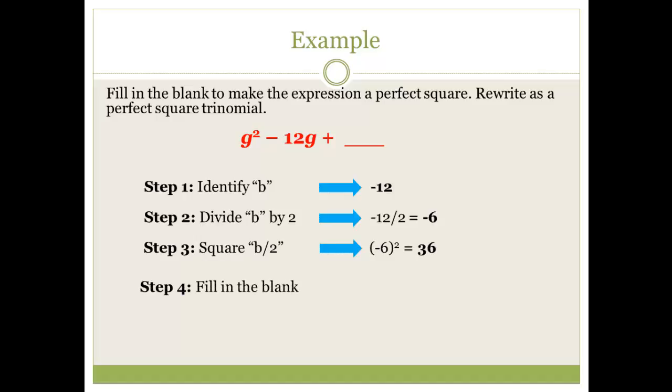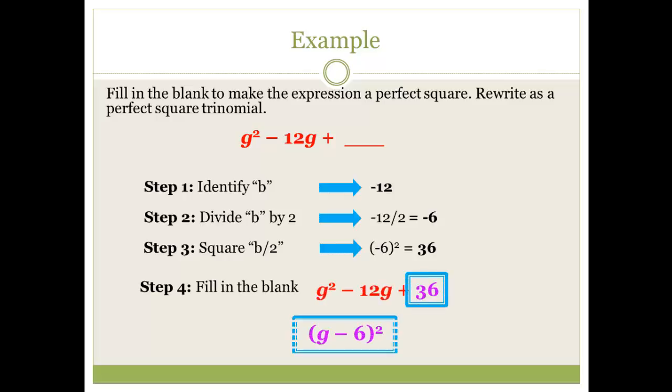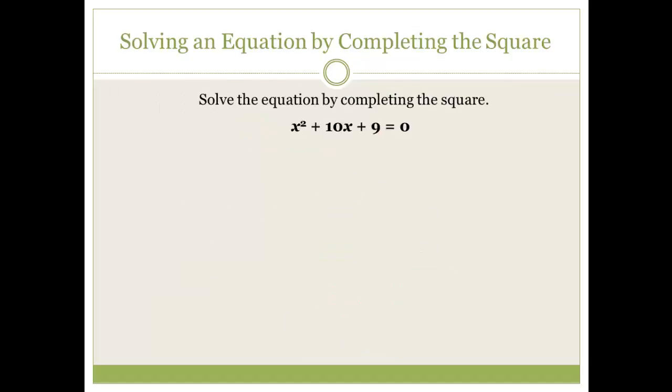Step 4 is to fill in the blank: g squared minus 12g plus 36. Our answer is now a perfect square, the quantity g minus 6, quantity squared. We will now practice completing the square in the following problem.